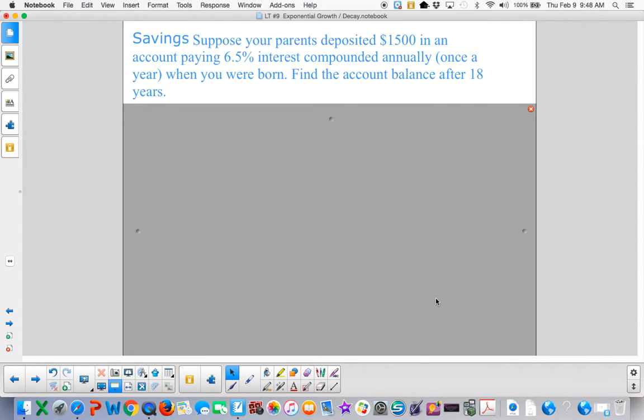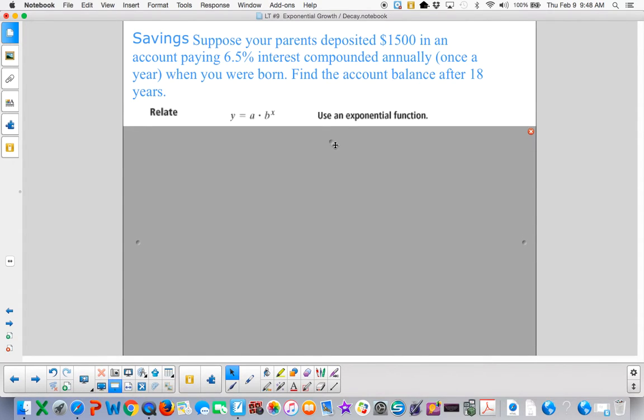Here's an example. Suppose your parents deposited $1,500 in an account paying 6.5% interest compounded annually. That means once a year, when you were born. Find how much is in the account after 18 years. So you're about to go off to college or start your own life, and you want to see how much money is in there. Go ahead and pause the movie, try writing your equation, and then press play again when you're ready.